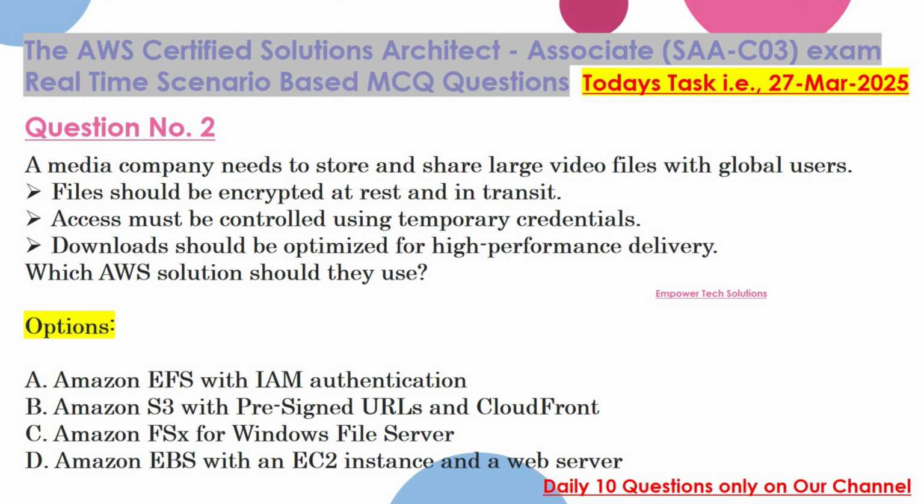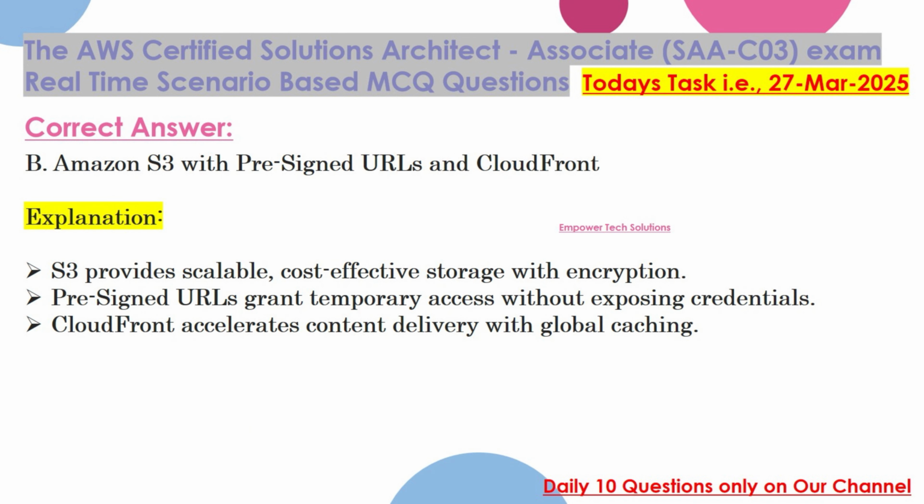Options: A. Amazon EFS with IAM authentication. B. Amazon S3 with pre-signed URLs and CloudFront. C. Amazon FSx for Windows File Server. D. Amazon EBS with an EC2 instance and a web server. Correct answer: B. Amazon S3 with pre-signed URLs and CloudFront.